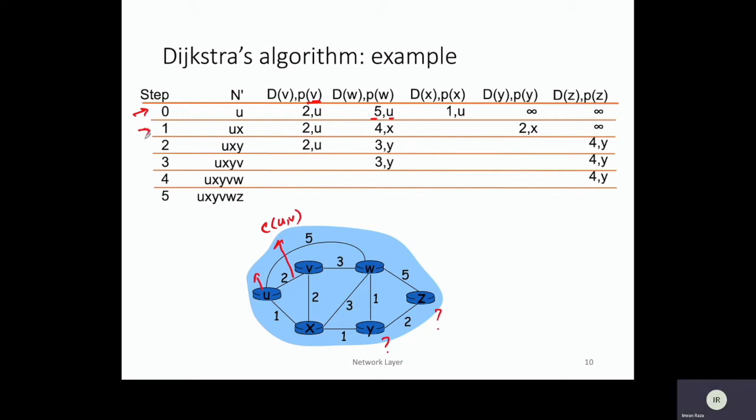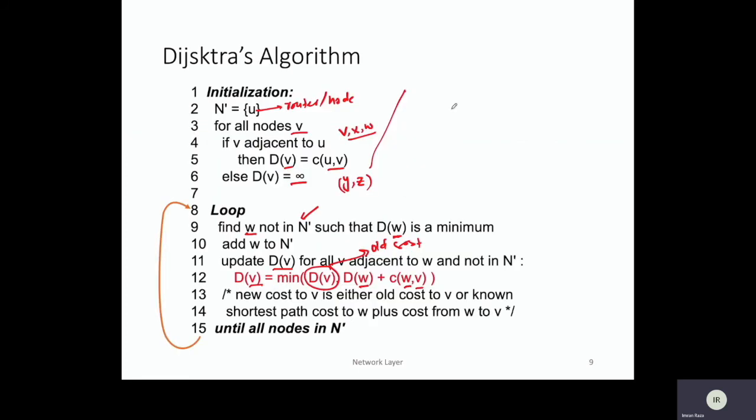Right. So then we enter into this loop. This is our first iteration here. So here we are in the loop of our algorithm, and in the first iteration, what we have to do is find a node such that the cost to reach from U to that node is minimum, right? So we'll again go back to the algorithm and see what it says. It says find a node W not in N such that the cost to reach that node is minimum, right? And we'll add it to N, and then we'll recalculate the cost to reach all other destinations.